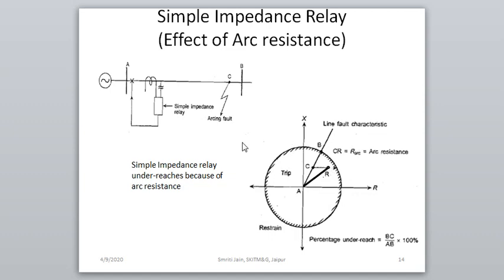Let us see if a fault occurs on point B. If a fault occurs on point B, the fault will include the arc resistance and this arc resistance will be included here, increasing the impedance to a point somewhere outside this circle and it will come into the restraining region. That means the relay will not operate. This is known as the underreaching of relay. Relay underreaches because of arc resistance.